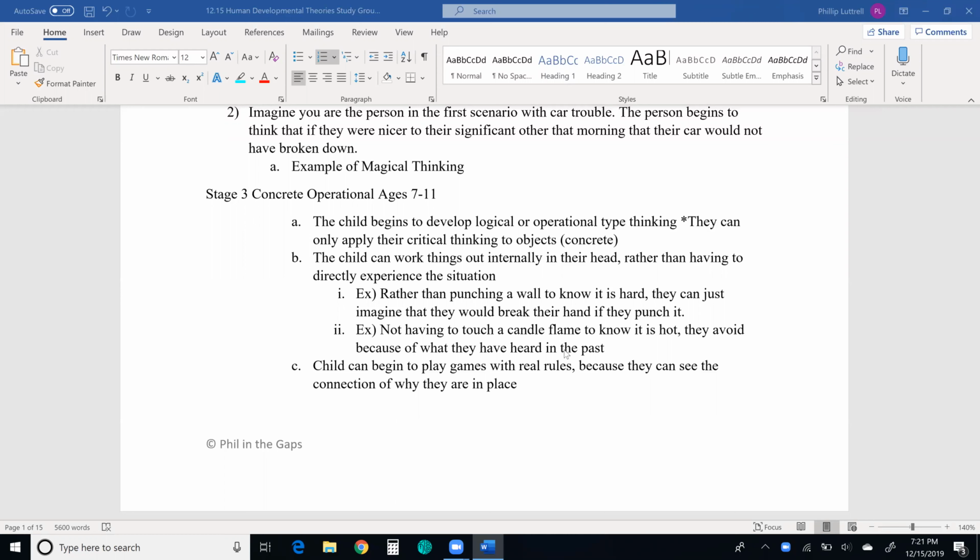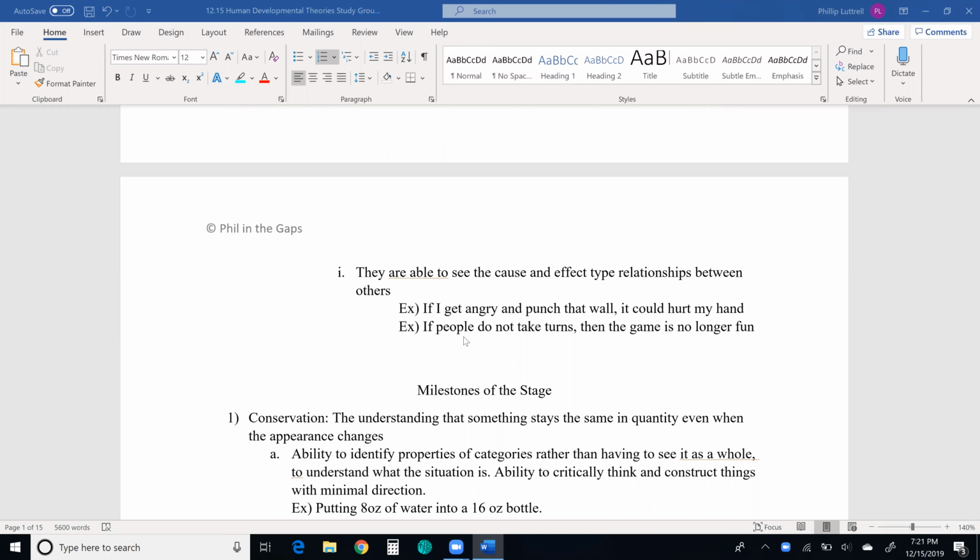But it's not that abstract thinking of if-then. Two scenarios that can further articulate this: if I get angry and punch that wall, it could hurt my hand. They're able to see the cause and effect relationship between things. If people do not take turns, then the game is no longer fun. They're able to see why things are in place, but aren't able to think beyond that. The milestones of this stage are conservation and classification, with key emphasis on conserve, because they're willing and able to conserve things and see things through.